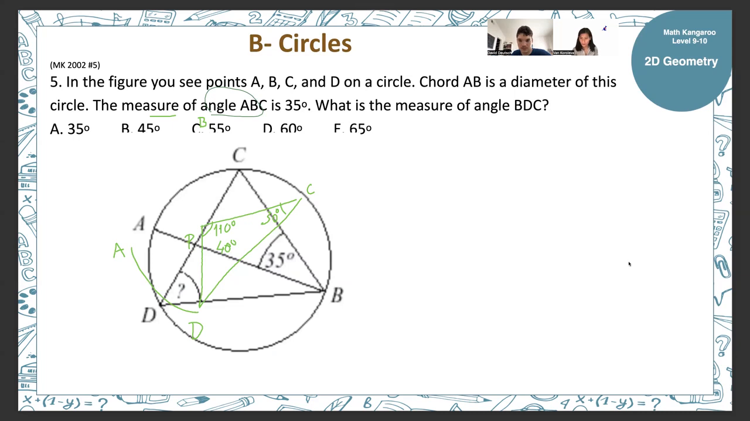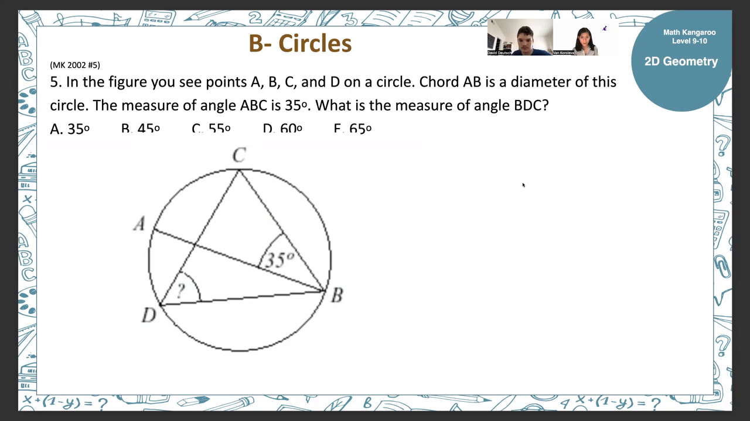Okay, next one. In the figure, you see points A, B, C, D on a circle. Chord AB is the diameter of this circle, and the measure of angle ABC is 35 degrees. What is the measure of angle BDC?